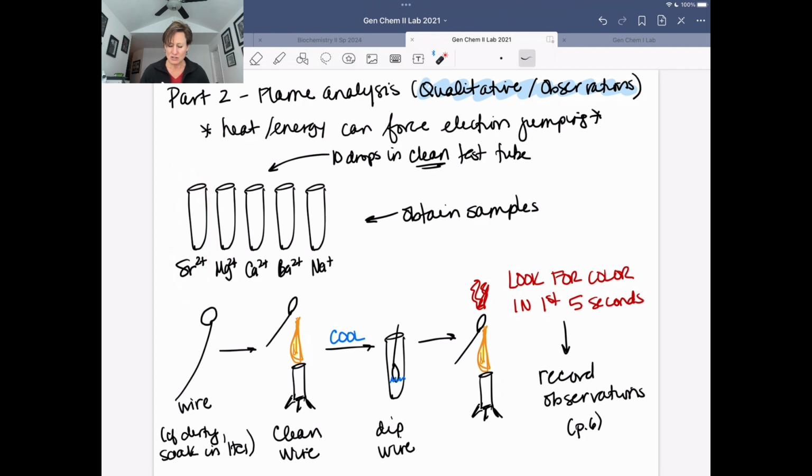Then you're going to take one of your test tubes that has that 10 drops of that liquid in there. You're going to dip your wire in there, just getting a little bit of that solution on the wire, and then you're going to put it back in the flame, and within the first 5 seconds, you're going to look for an observable color, and then there's a spot on page 6 for you to record these observations. Again, totally a qualitative part to this lab. Shouldn't take very long to do, but it can make sure that you've got clean samples to work with. And you're going to record these observations, and you're going to see which ions make different colors. And that's our lab, our first lab here, kind of looking at how we get electrons to jump around.